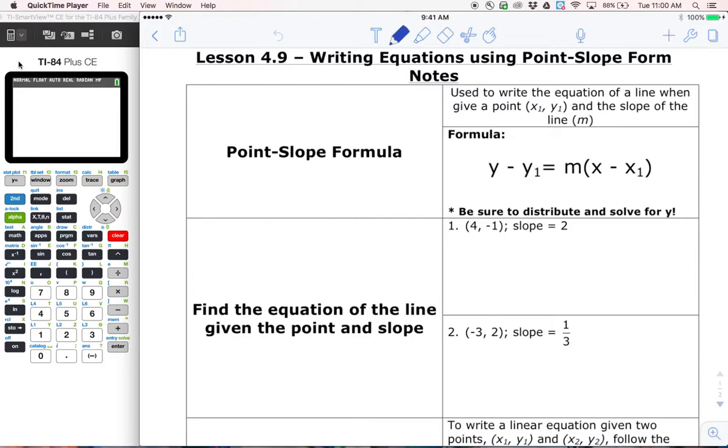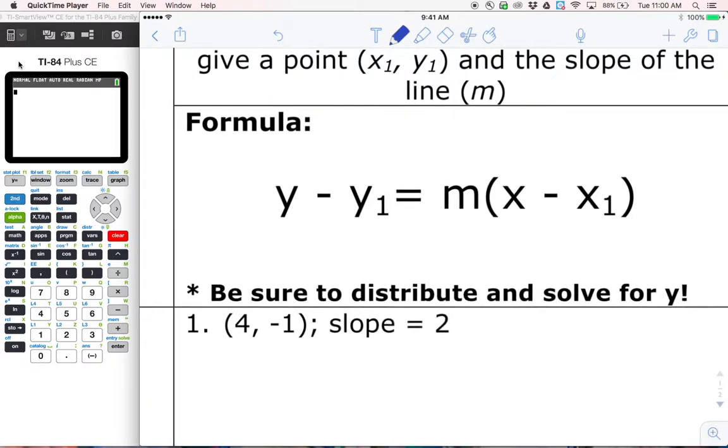4.9, writing equations using point-slope form. All right, so in the past, we learned this formula, point-slope form. Let's recall a couple things that we know. We know that m is the slope, right?